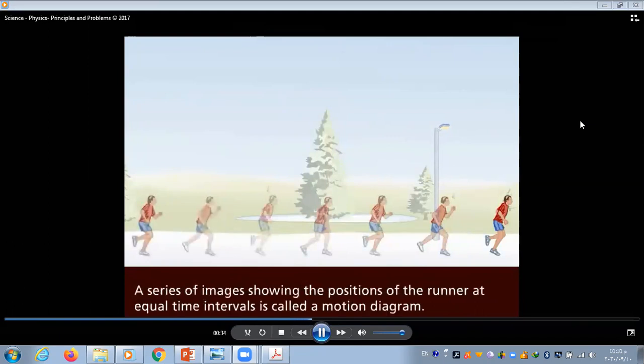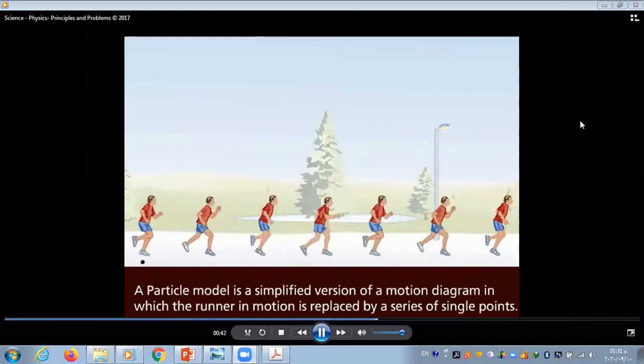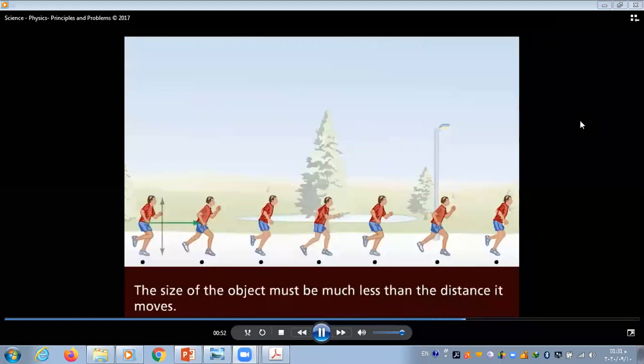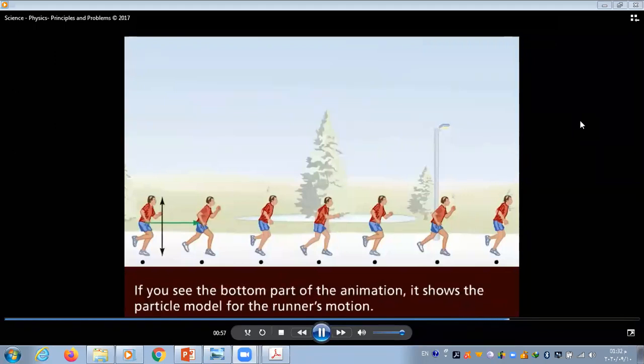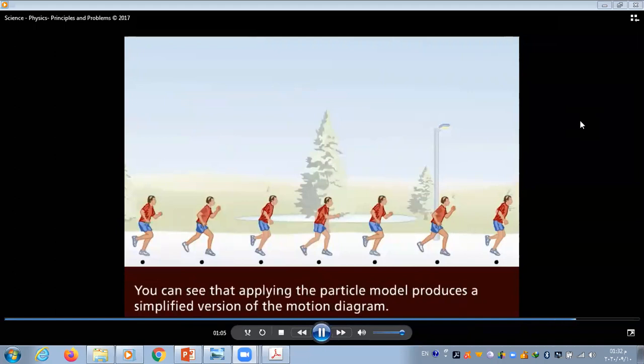A series of images showing the positions of the runner at equal time intervals is called a motion diagram. A particle model is a simplified version of a motion diagram in which the runner in motion is replaced by a series of single points. The size of the object must be much less than the distance it moves. If you see the bottom part of the animation, it shows the particle model for the runner's motion. You can see that applying the particle model produces a simplified version of the motion diagram.